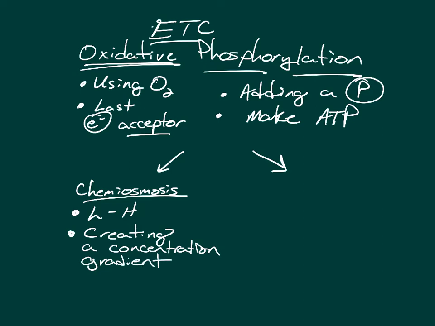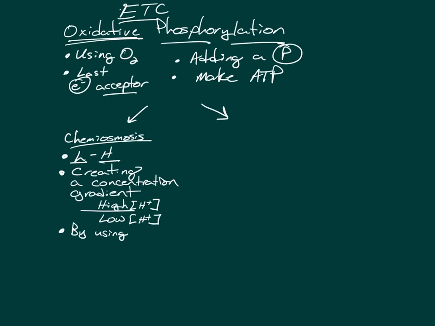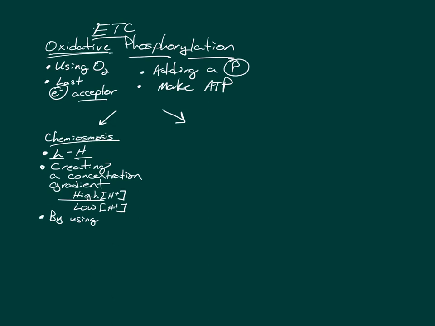In other words, we're creating what? A high hydrogen ion concentration on one side, and a low on the other. And we're creating it by pumping them from low to high. How do we do that? We use what? We use proteins, that is correct, but we also use electrons. The proteins everyone should know. It should go without saying almost at this point.